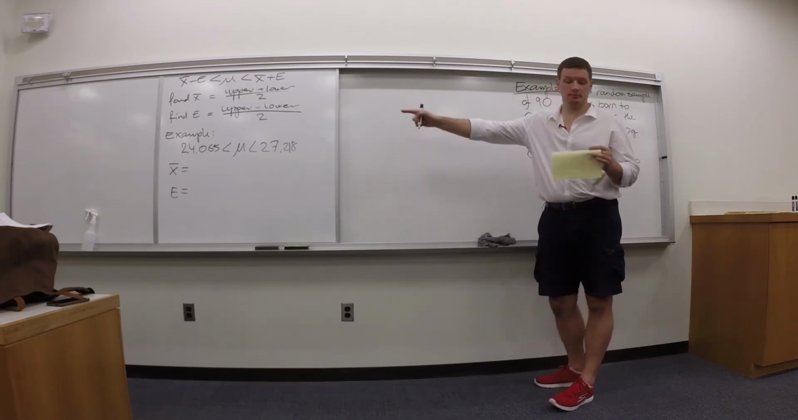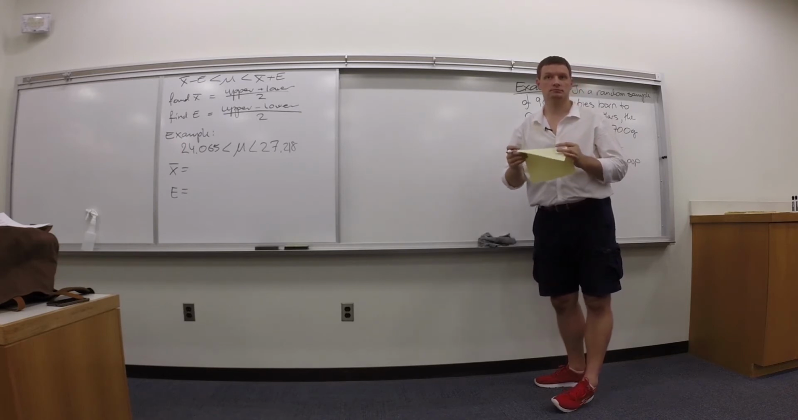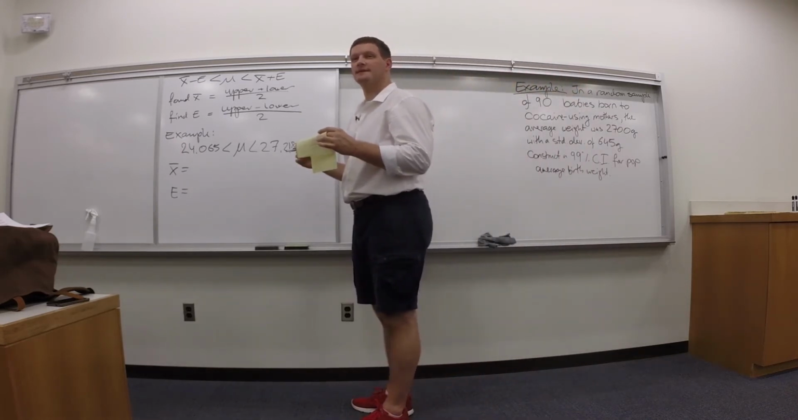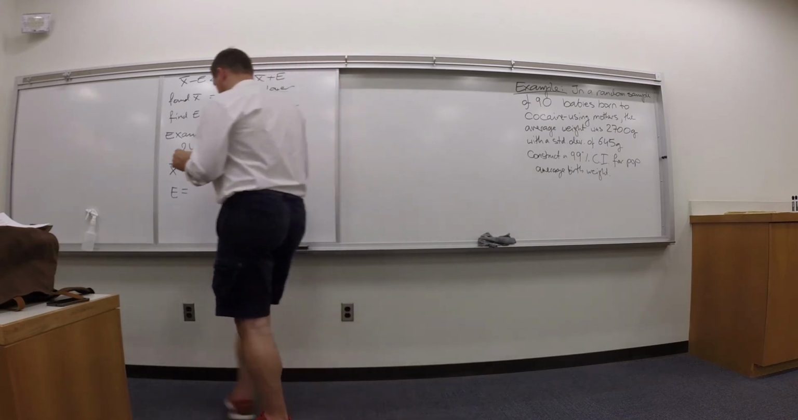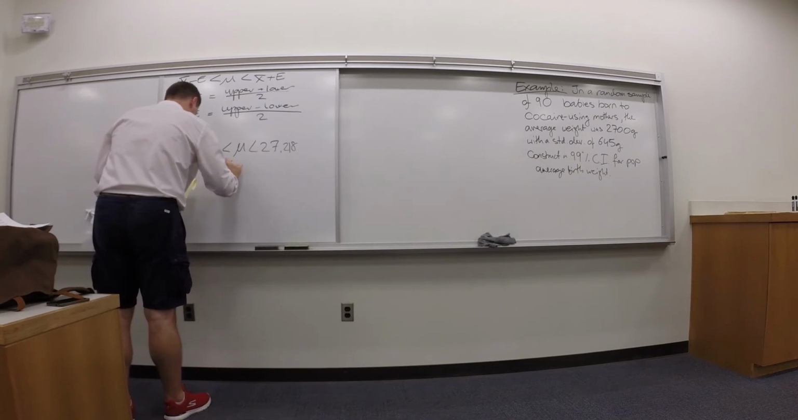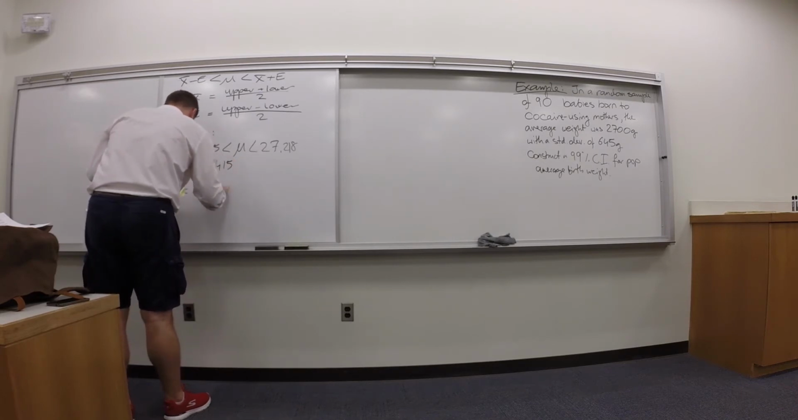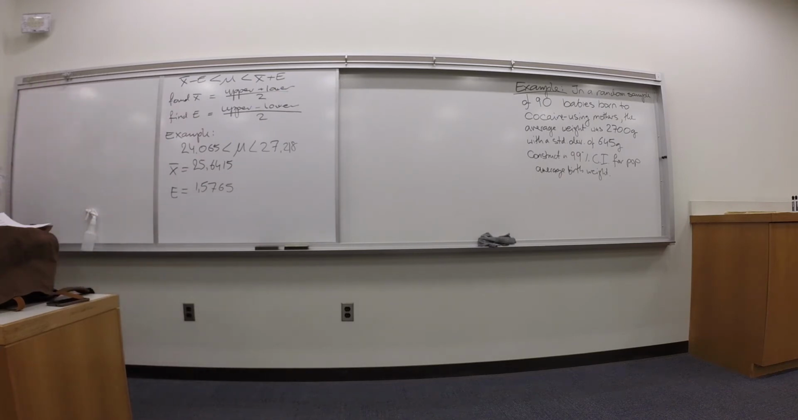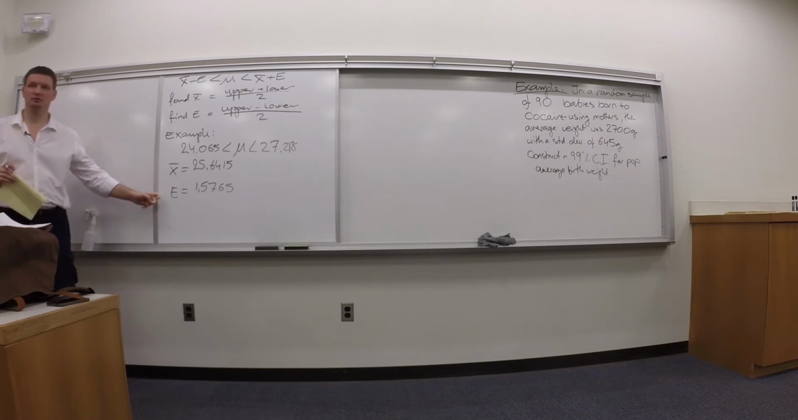So what did we get for this one? Sorry? 25.64. And 1.5765? Correct. And having this, we can get to this. Once we have this, we can check if those things make sense.